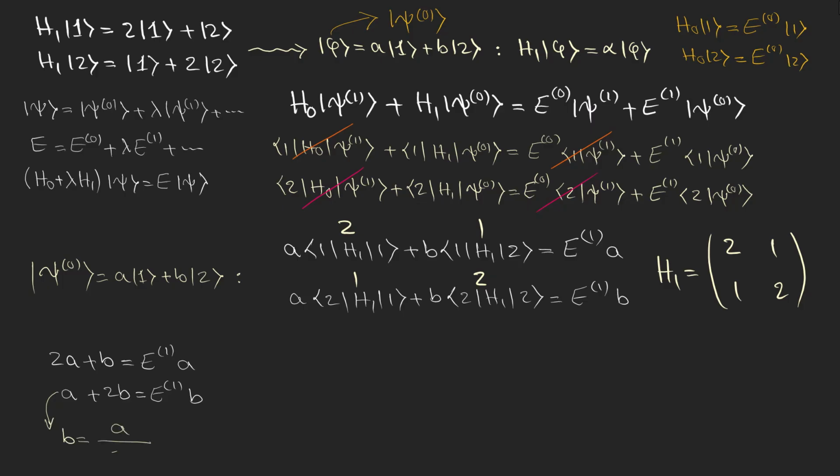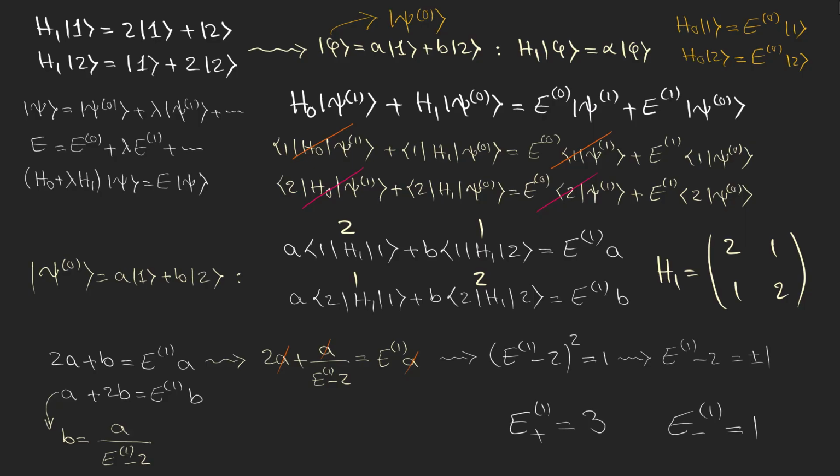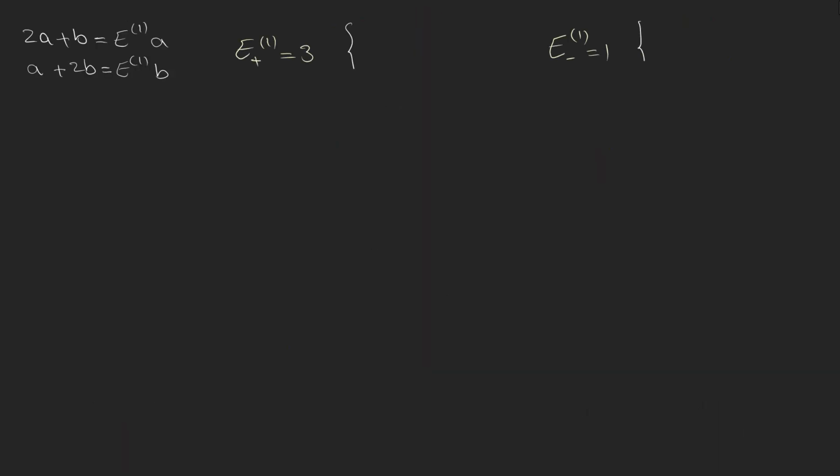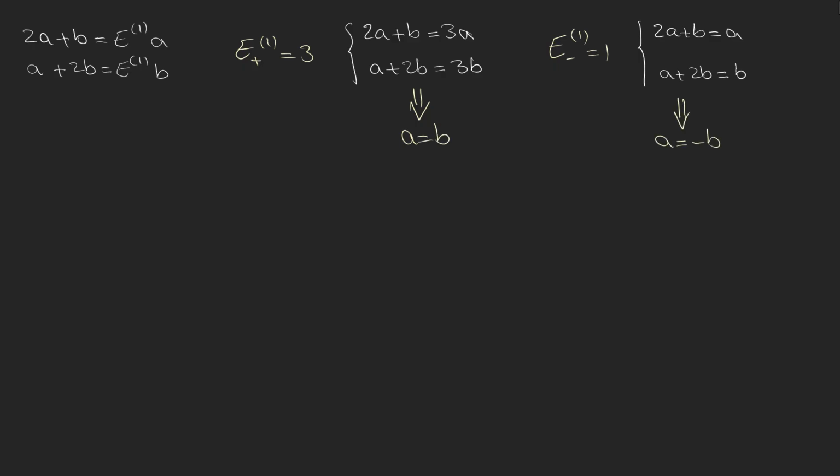Find B from the second equation and eliminate it from the first equation by writing B in terms of E1 and A. Assuming A to be non-zero, we can divide this equation by A. This is what we find for E1. And we have two energy shifts for the first order we were looking for. Now that we have the energy shifts, we can write these expressions, find A and B, and write the desired states. For this one, A must be equal to B, and for this one, A must be minus B.